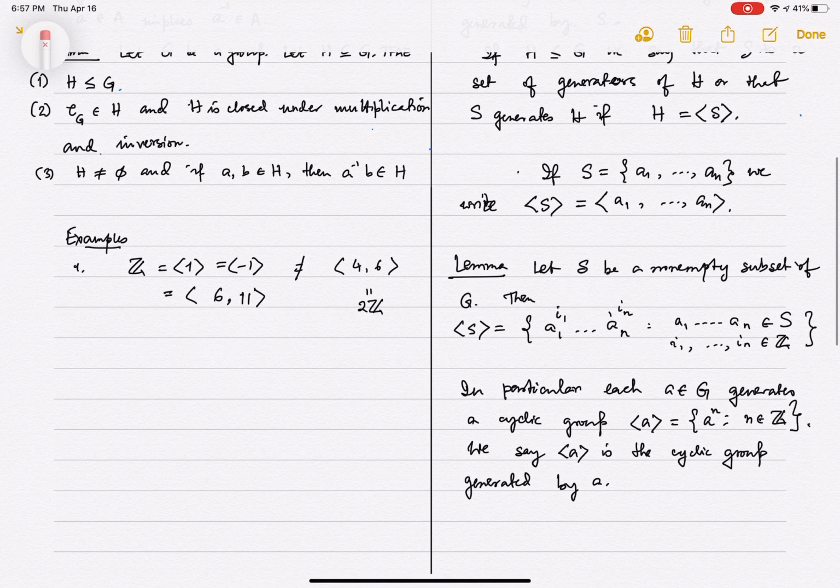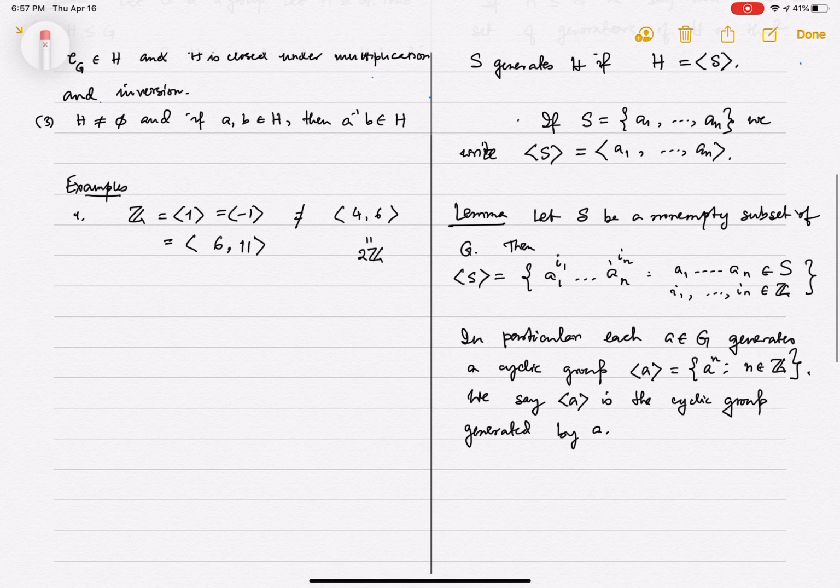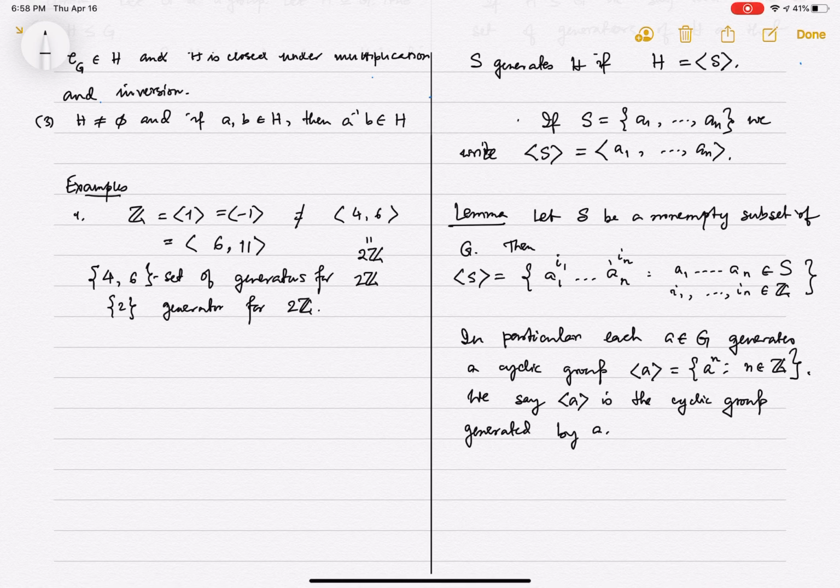If you take, for example, 4, 6, this is a set of generators for 2Z. Well, 2 is also a generator. So the same subgroup can have plenty of generators.